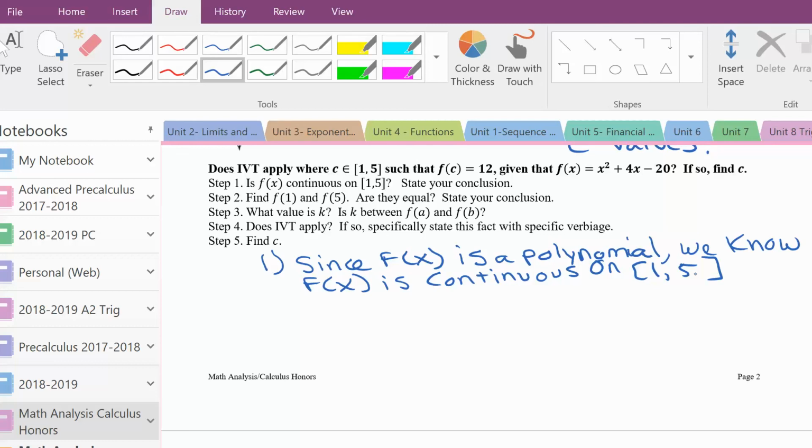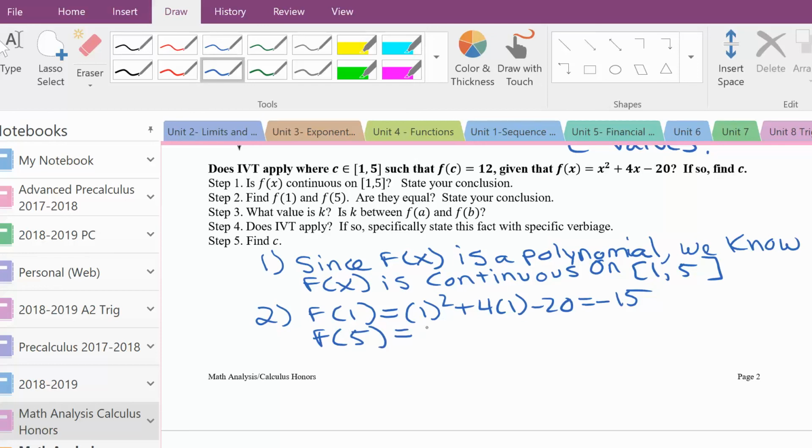Step 2, find f of 1 and f of 5. So f of 1, when we substitute it in, we get 1 plus 4 minus 20, which is -15. F of 5 is 5 squared plus 4 times 5 minus 20. So it's going to give you 25. So are they equal? No, f of 1 is not equal to f of 5.